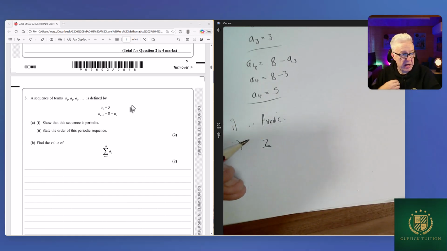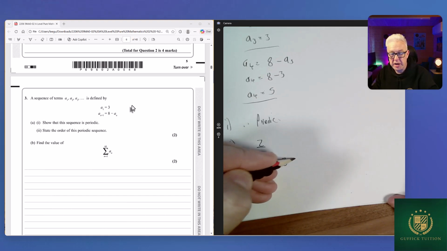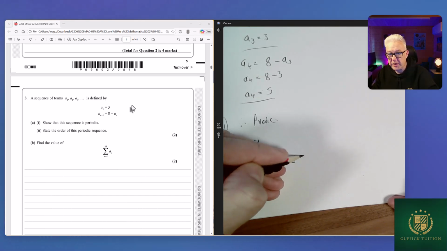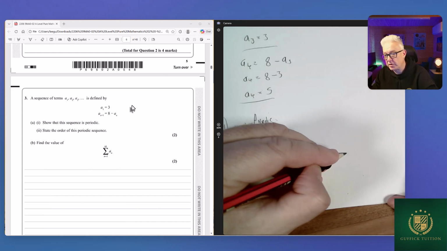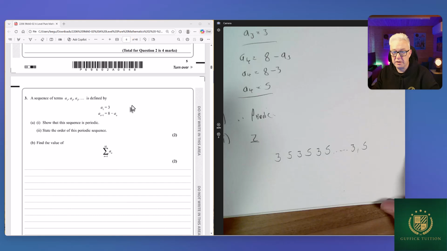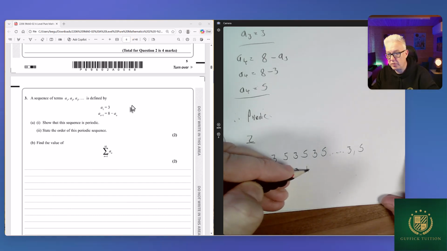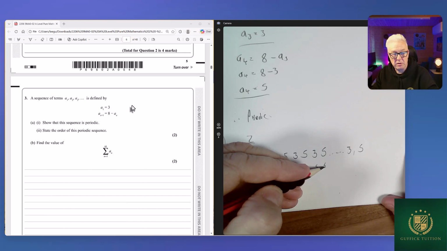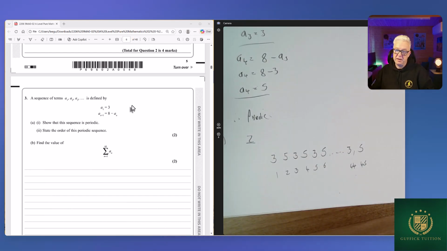So let's just imagine what we've got, okay? So we've basically got, we start off with 3, and then we go 5, and then we go 3, and then we go 5, and then we go 3, then we go 5, dot, dot, dot, all the way until we get to 3, and then we go 5 at the end, okay? So that is our first term, second, third, fourth, fifth, sixth, all the way up to our 44th term and our 45th term, okay?